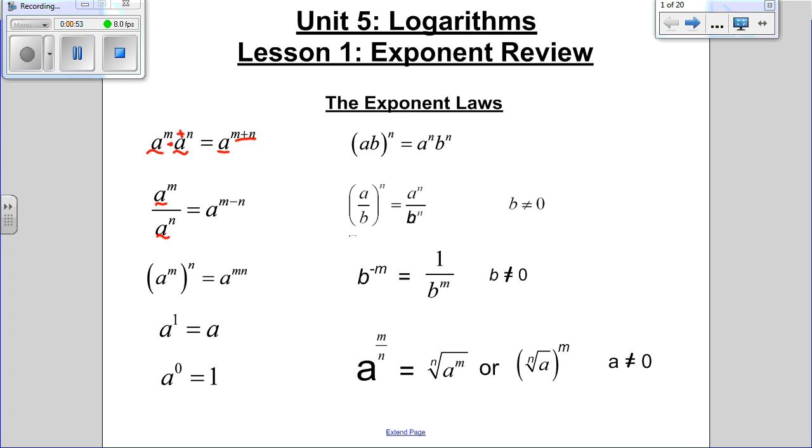Other rules that we just need to remember is the power of a power rule. That means if you have an exponent that also has an exponent, the exponents multiply together. So it would become a to the power of m times n.